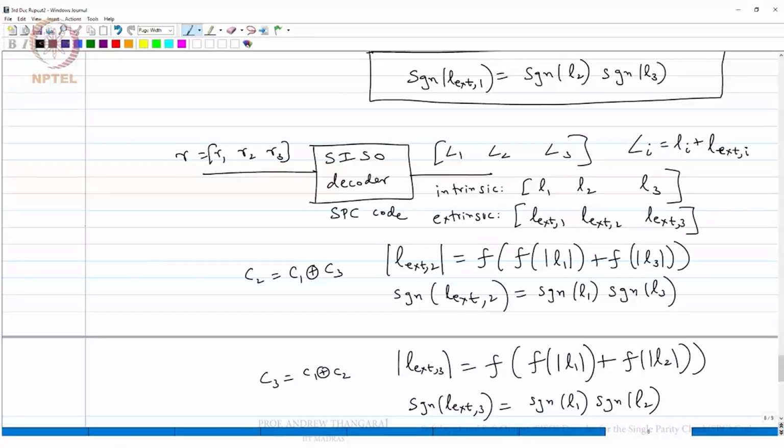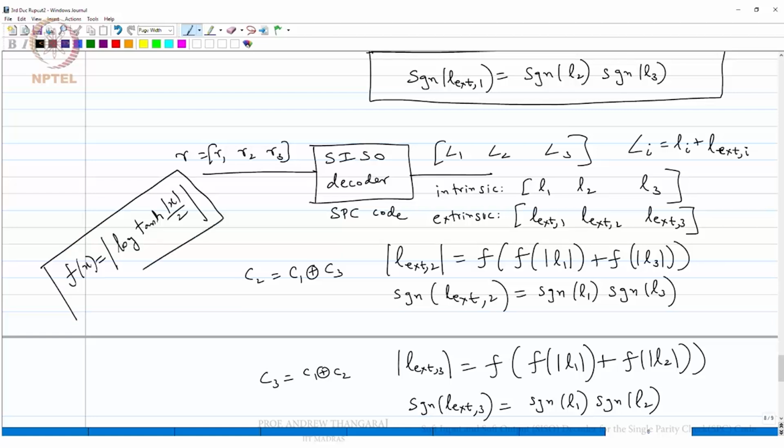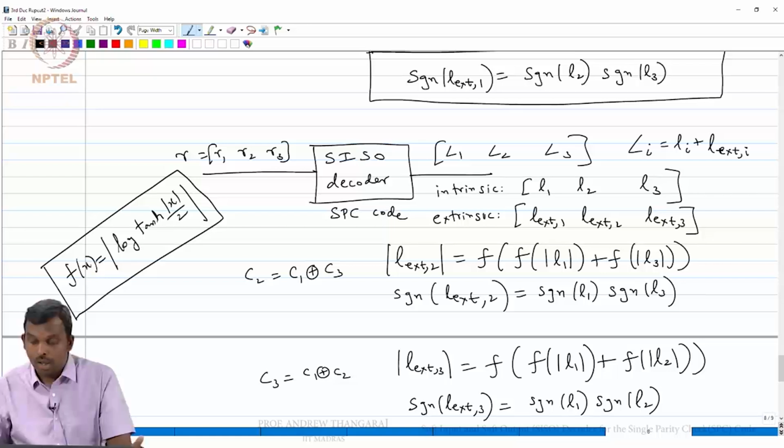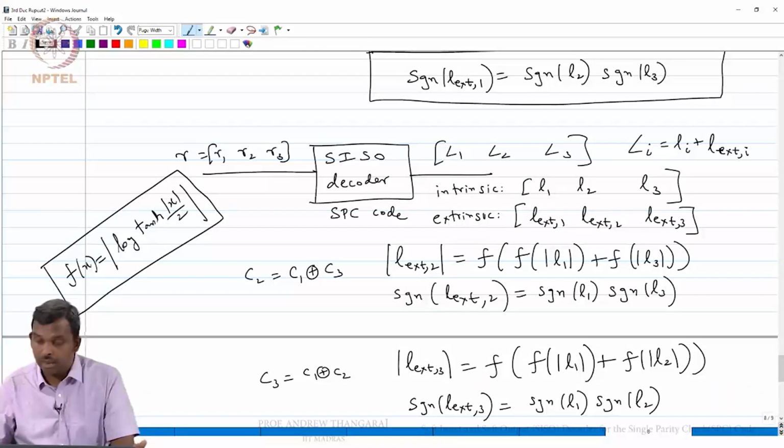So, what is f of x? We defined this a little bit earlier. f of x is the absolute value of log tan hyperbolic of absolute value of x by 2. This is f of x, and we use f of x in this decoder. Now, if you look at it a bit more closely, you can do a little bit of simplification here. You can compute all the 3 values in one interesting way.